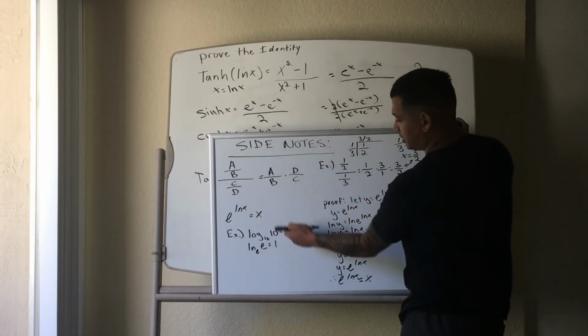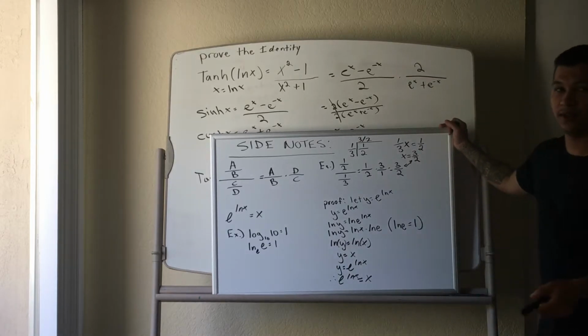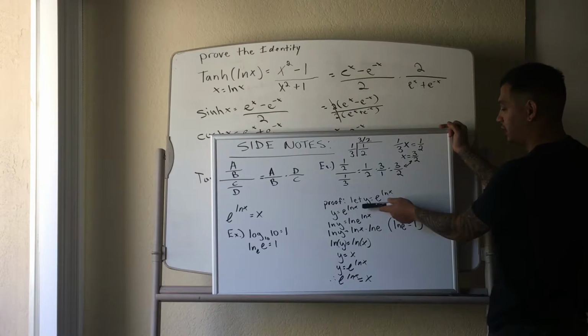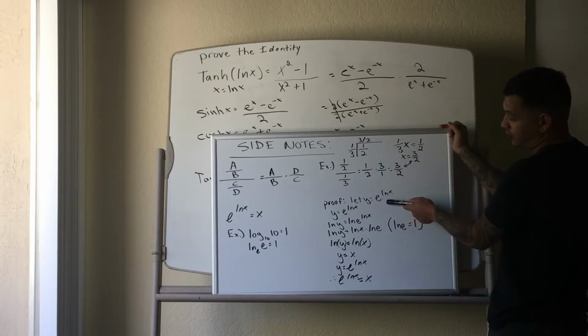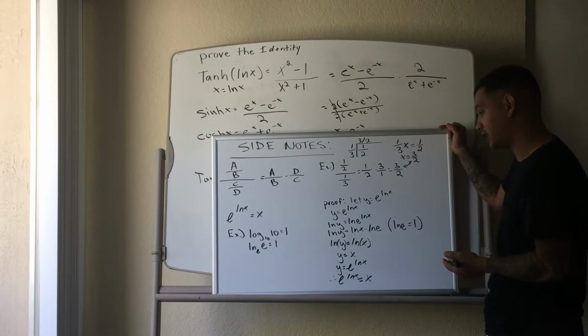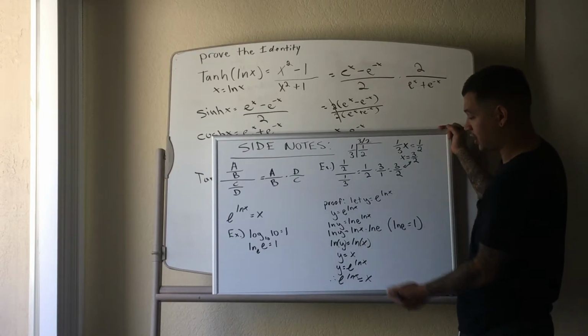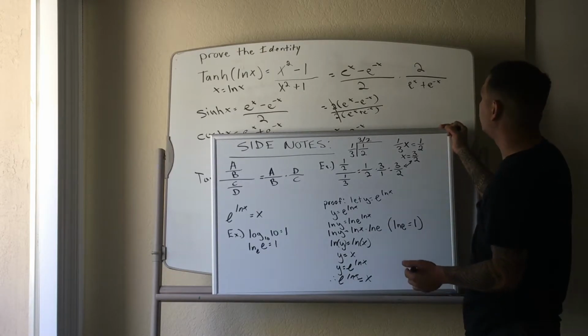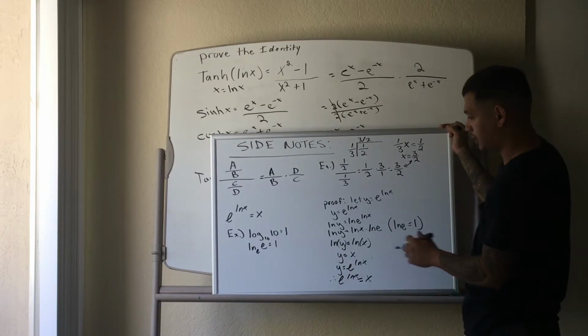e to the ln x is equal to x. If you don't believe me, I proved it. So, proof. Let y equal e to the ln x. y is equal to e to the ln x. If you ln both sides, now you can bring this down.